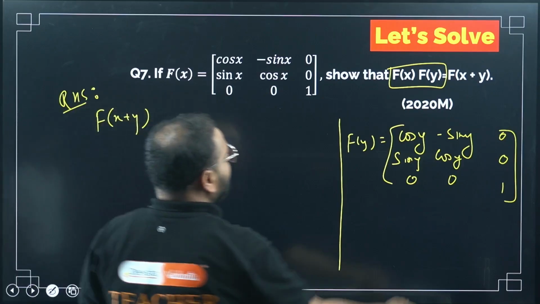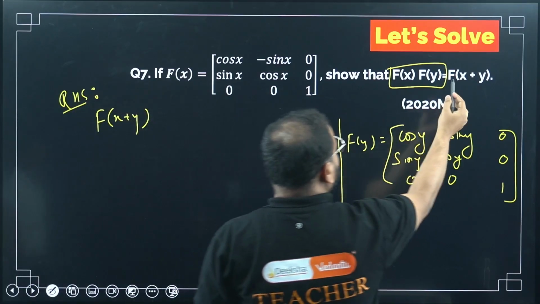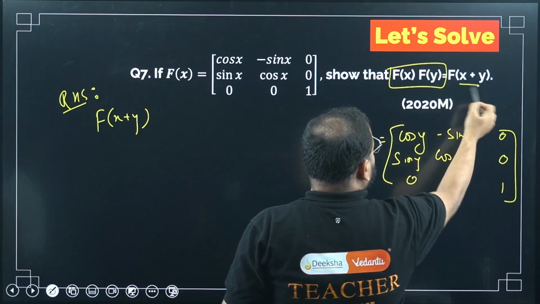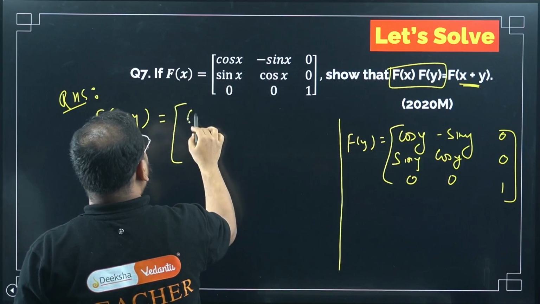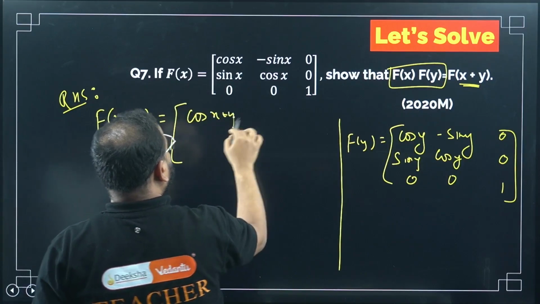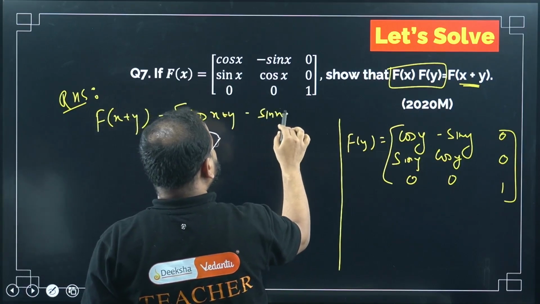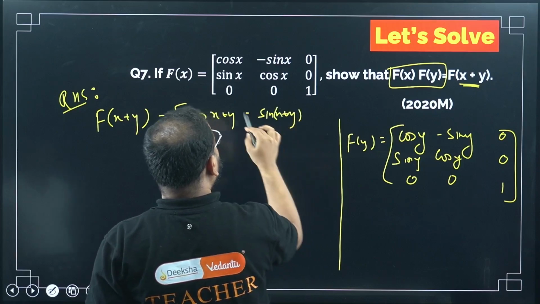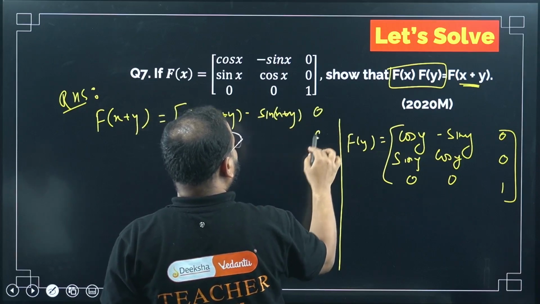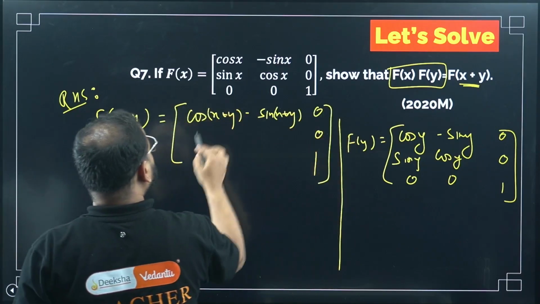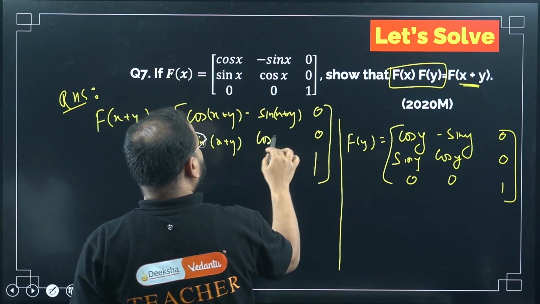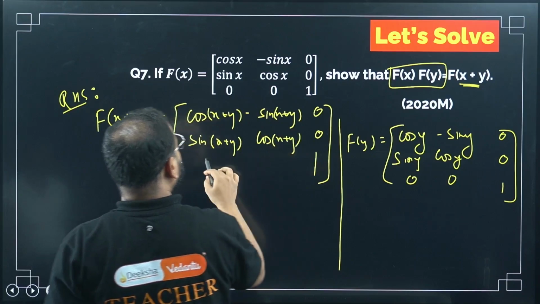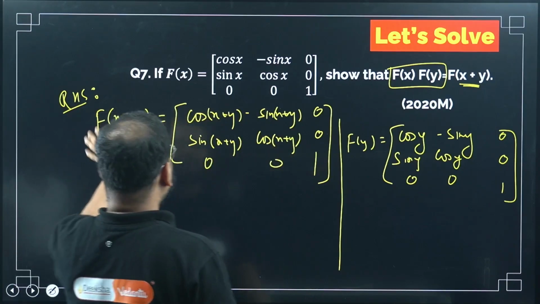If you are looking at this RHS, what happens? Please check. I'll replace this variable by x plus y. So I will get this as, check what I'm going to get. Cos of x plus y, minus sine of x plus y, and this is 0, 0, 1. What about this? Sine of x plus y, cos of x plus y, 0, 0. So this is my f of x plus y.